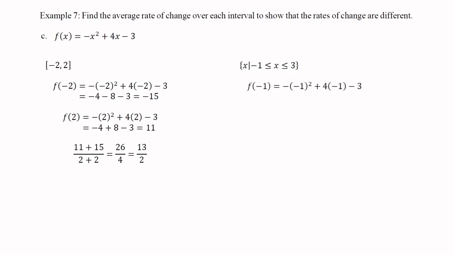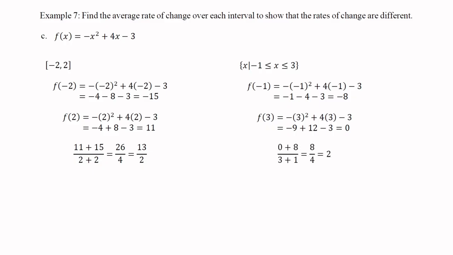Then from a different interval, we're going to plug in our negative 1 to get negative 8. Plug in 3 to get 0. And then plug in your y2 minus y1 over x2 minus x1. And that's going to give us a rate of change of 2.